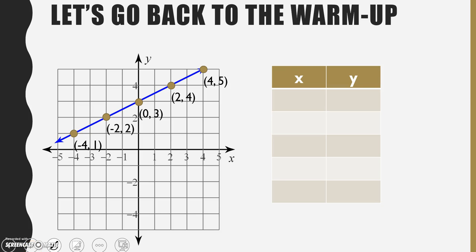Alright, so let's go back to the warm-up. You do not need to draw this graph in your notebook, but I need you to pay attention to how we're going to get these points. We had these points on the graph, and then we were able to find the slope from the graph. Today we're going to be given a table, and we're going to be finding the slope from a table. But I wanted to show you real quick that this table of values is coming from a graph. So it's all the same points that we saw yesterday on the graph.